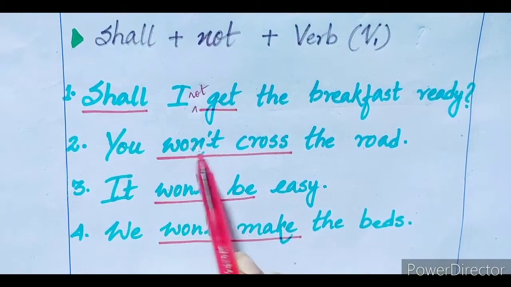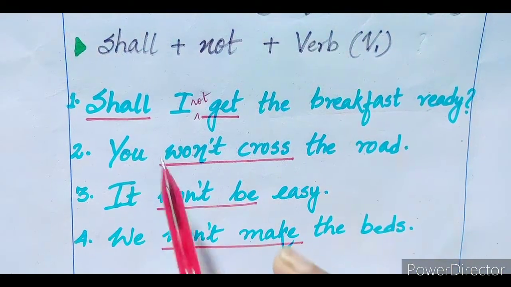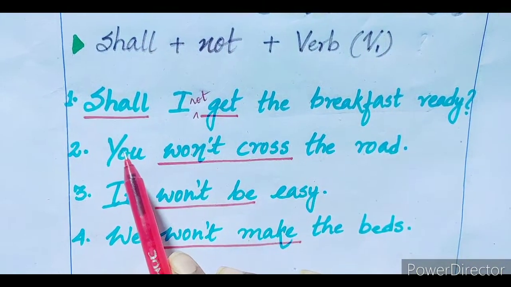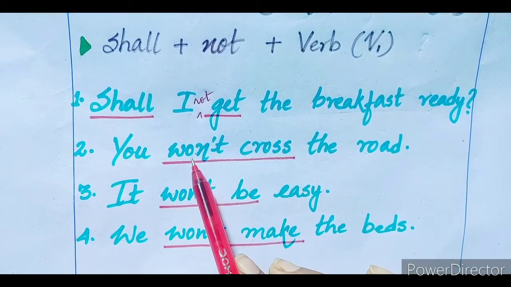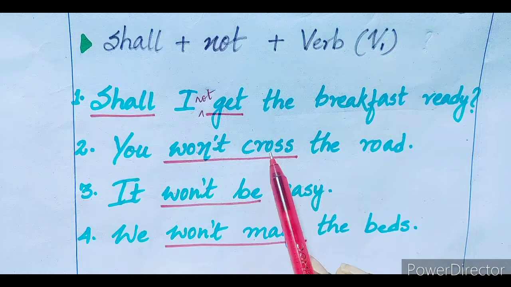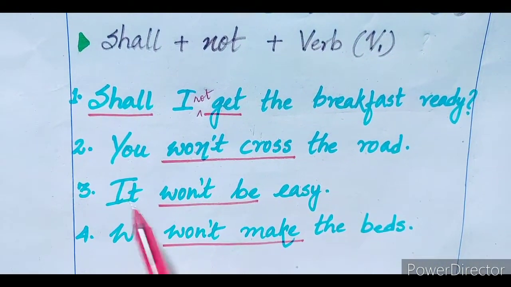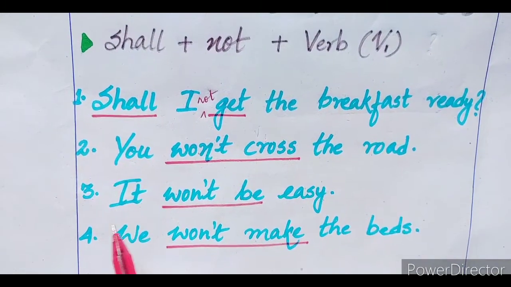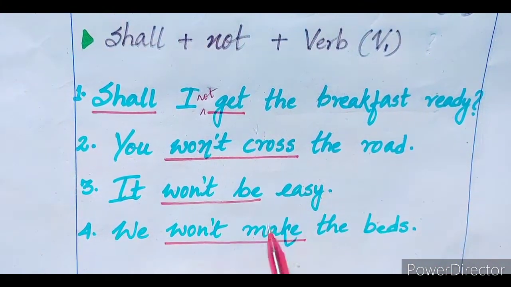Second one, you won't cross the road. Now these second, third and fourth sentences are statements. Okay, so with you we have used won't. Won't is the short form of will plus not. So, you won't cross the road. Now cross is the verb form 1. Alright. Third one, it won't be easy. Fourth one, we won't make the beds. I hope you understood this.